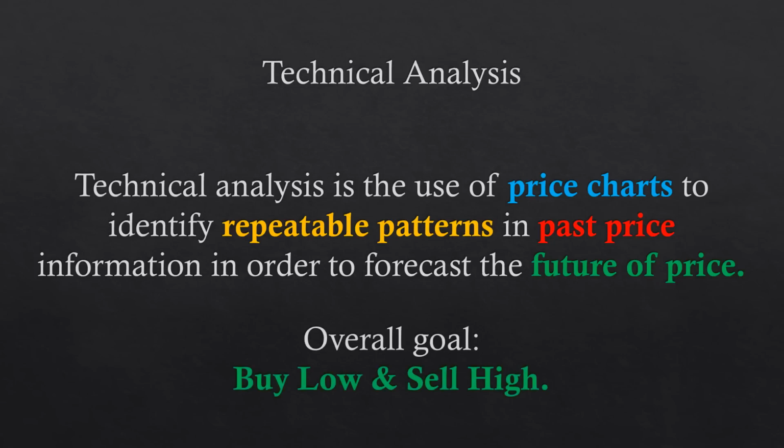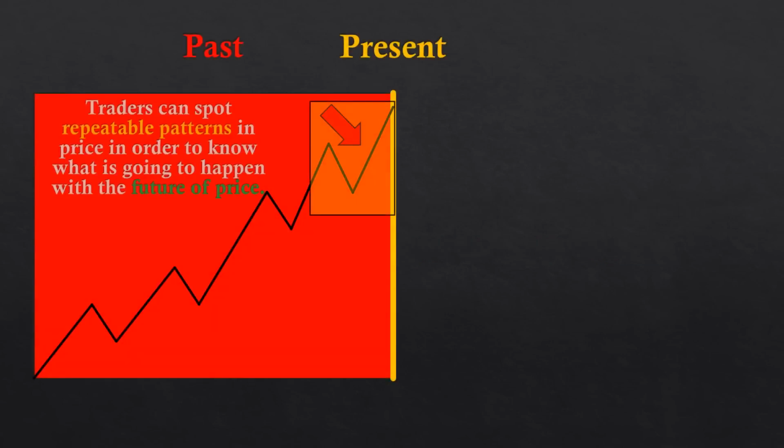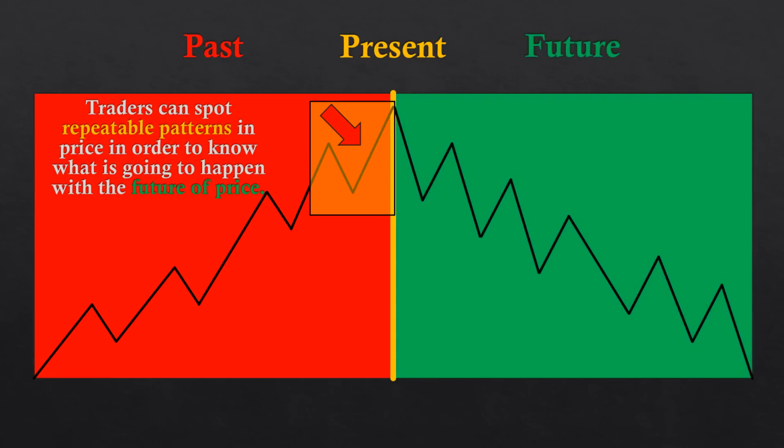Technical analysis only works because the financial markets are made of repeatable patterns. When a trader is able to spot a known pattern developing in real time, he's able to know what's going to happen with the future of price. In other words, technical analysis is all about learning how to spot the many different repeatable patterns of the market. In this course, you'll learn the most basic of these patterns, but keep in mind that there are many more patterns from beginner to advanced level.